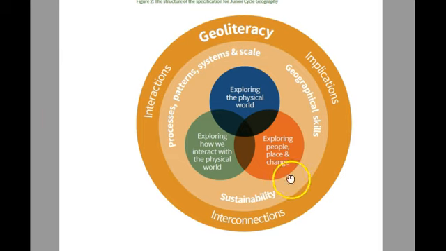Surrounding the strands, we see our elements. We have processes, patterns, systems, and scale, geographical skills, and sustainability. These will be the lens through which the students experience the learning outcomes. Surrounding all of this is the overarching concept that the specification is informed by, geoliteracy. All of these are explained in further detail on the following pages.